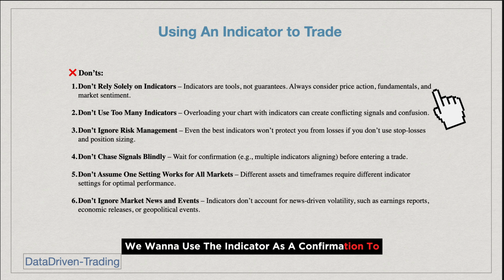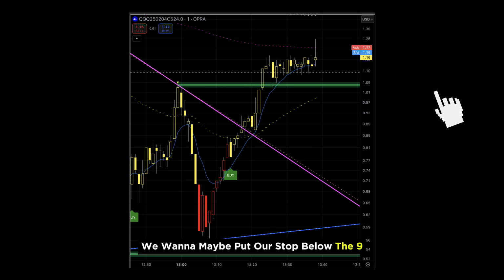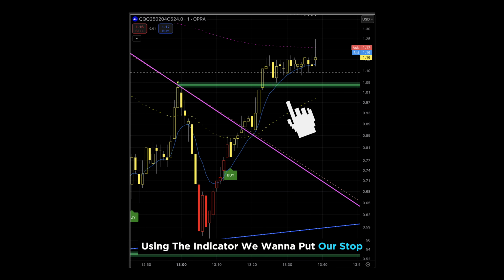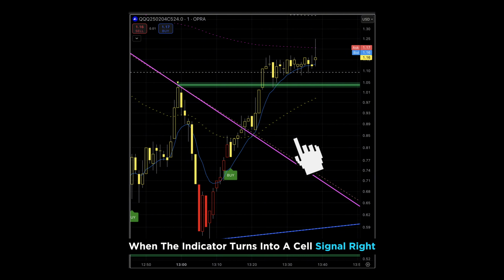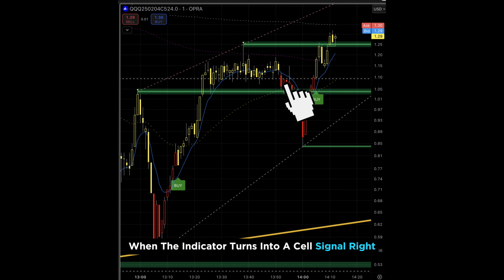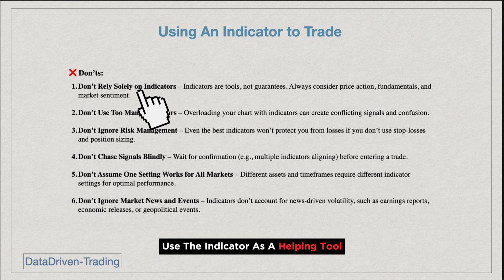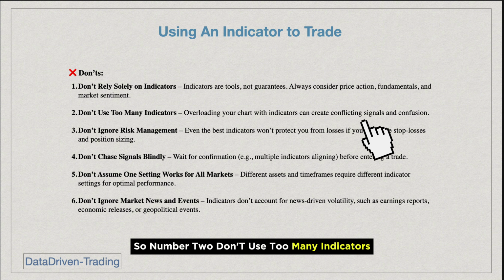Remember, we want to use the indicator as a confirmation to what we're looking at. If we think the market's going to continue going up, we want to take a long trade, then we want to take some targets using the indicator. We want to maybe put our stop below the 9 using the indicator. We want to put our stop when the indicator turns into a sell signal, right? So you need to be able to use the indicator as a helping tool rather than it doing all the work for you.